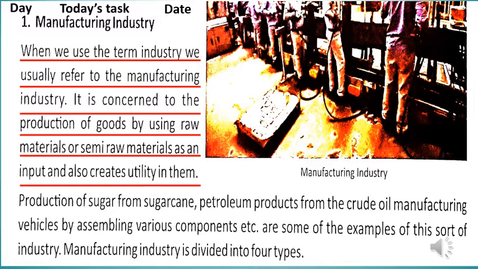Production of sugar from sugarcane, petroleum products from crude oil, and manufacturing vehicles by assembling various components are some examples of this sort of industries. Manufacturing industry is divided into 4 types. Now we will read further 4 types of manufacturing industries.